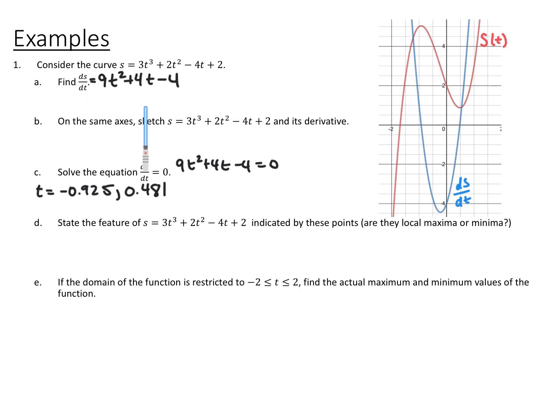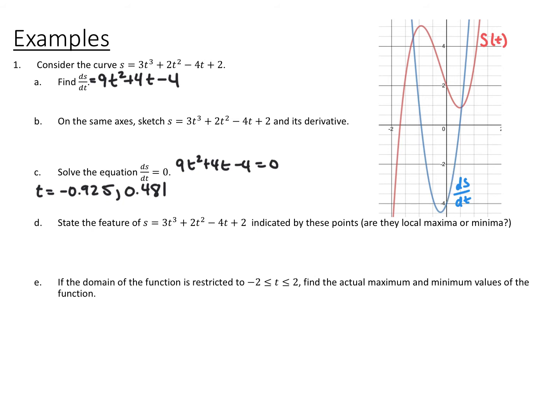So first I found the derivative using the power rule. So bring the power down in front, reduce the power by 1. You end up with the derivative to be 9t squared plus 4t minus 4. And then the graphs on the previous slide were actually these two graphs. So the red curve is s, and the blue curve is ds/dt.